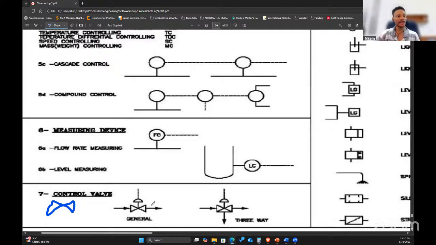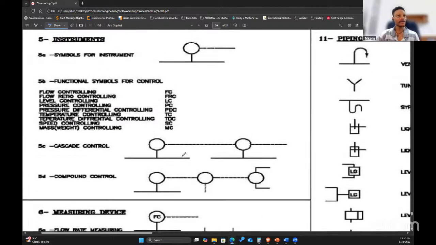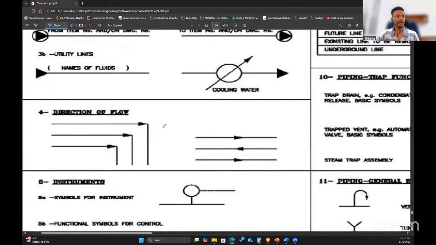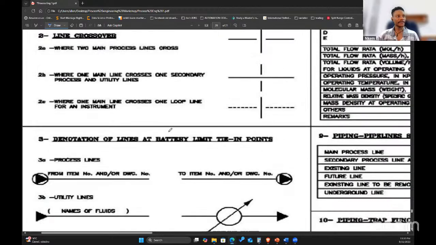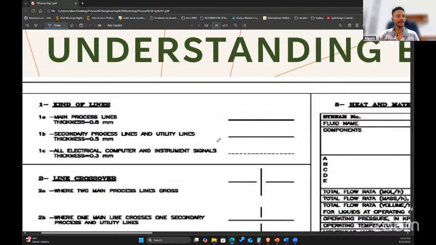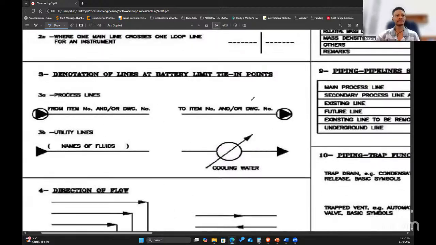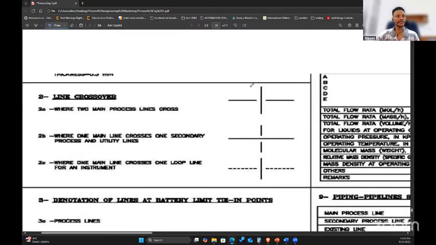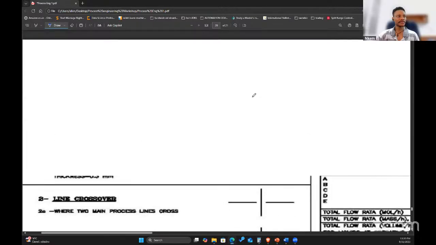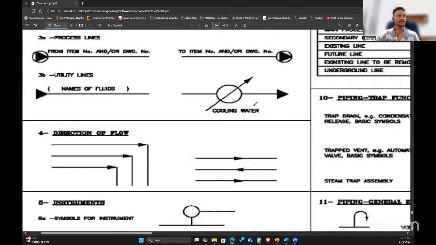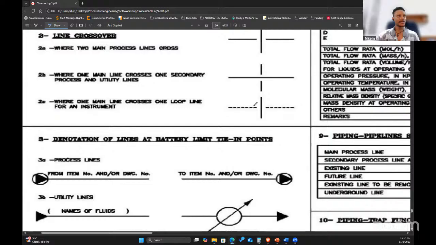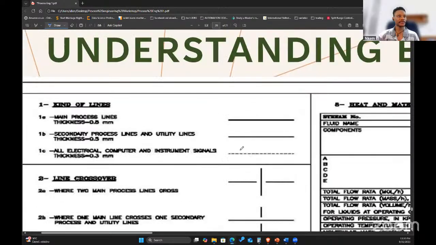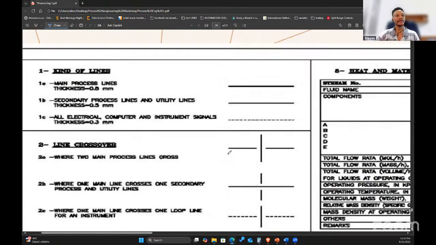Remember the thickened line, the main process. That's what this is. Then the arrow direction that I already showed you, and then the main process line, which is the thick one. And then don't forget the electrical line that I just explained to you. Yes, the electrical line. We just saw it here in this diagram.